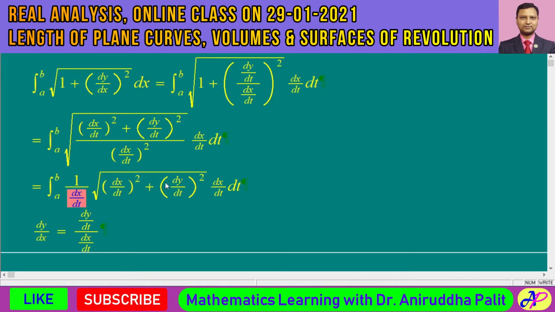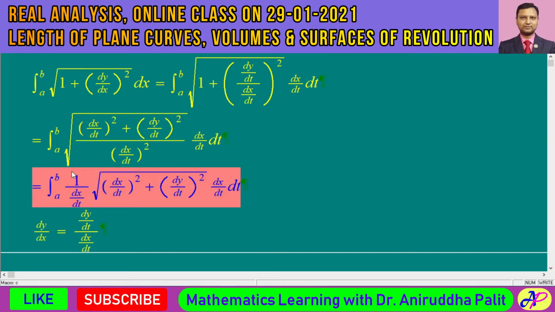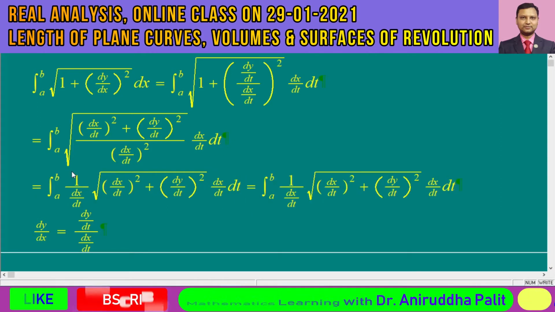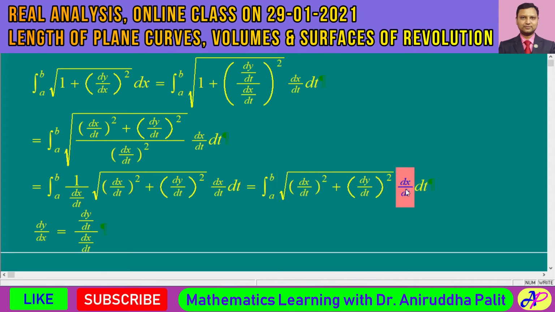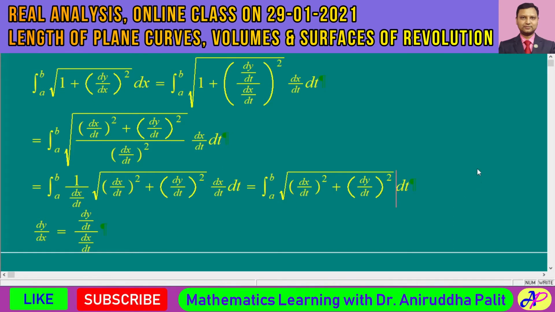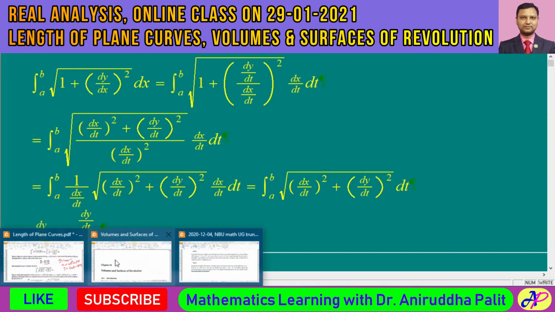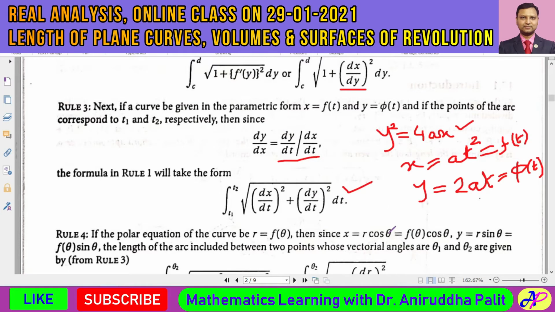This dx/dt will get cancelled with this dx/dt. So effectively, we shall have only this much. So effectively, we have this formula: square root of (dx/dt) whole square plus (dy/dt) whole square into dt. And over here we have this formula. So I am showing this result.